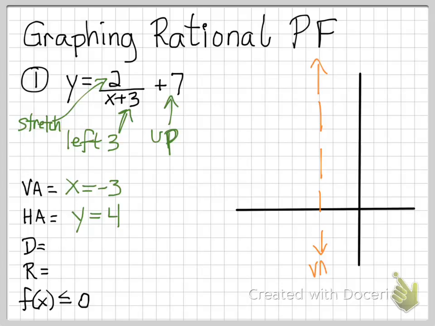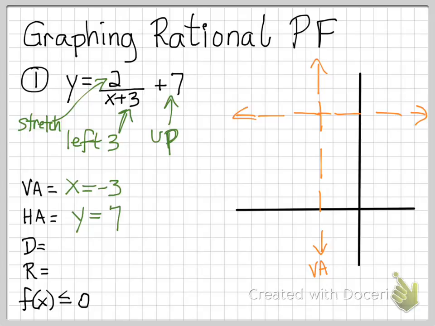So I have my vertical asymptote, and that's not 4, that's 7. So we're going to go up 7. These are the asymptotes. Remember, these are not part of the graph, they're just guides in our graph. Alright? So now we're going to go through and actually write down our table.